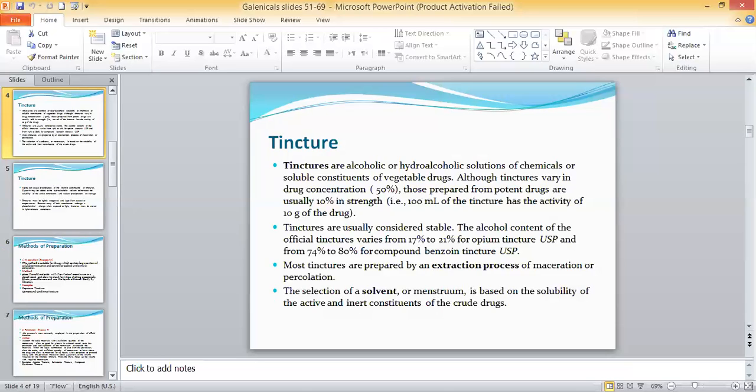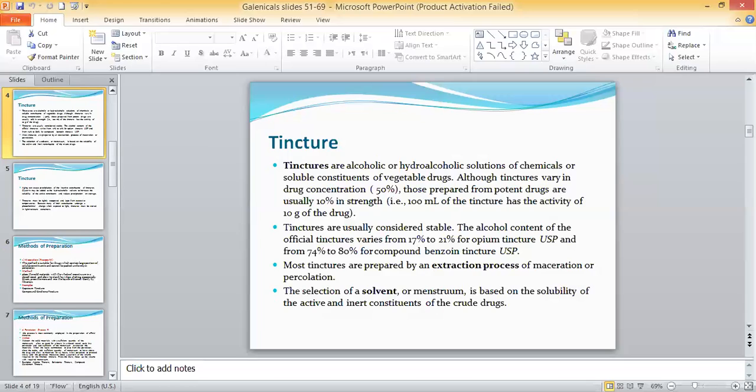So tinctures are very much stable, and the alcohol content of the official tinctures can vary from 17% to 21% in the case of opium tincture USP, and 74% to 80% for compound benzoin tincture USP. So the alcohol content varies in tinctures. Most tinctures are prepared by the extraction processes of maceration and percolation. These are the methods commonly used for the preparation of tinctures.